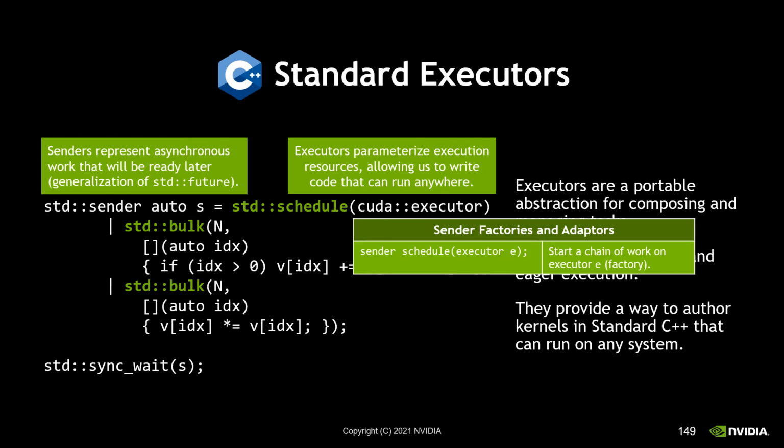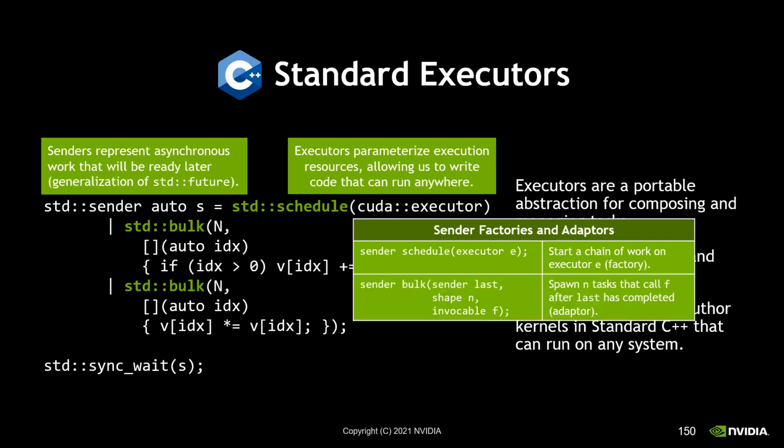Sender factories are functions that synthesize new senders. For example, schedule is a sender factory that takes an executor and produces a new chain of work on that executor. Sender adapters are functions that take predecessor senders and produce new senders that depend on the predecessors. For example, bulk is a sender adapter that takes a sender, a shape, and a function. It executes the function on a set of execution agents described by the shape after the predecessor sender has completed. If the predecessor sender has a value, it gets sent to all of the function invocations.